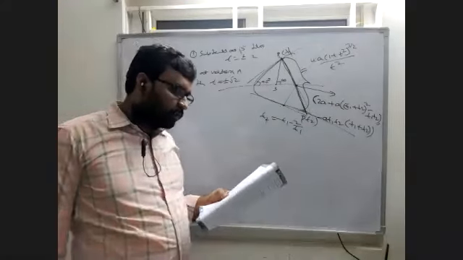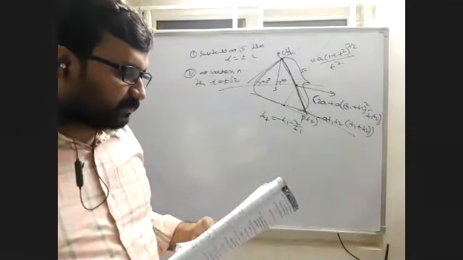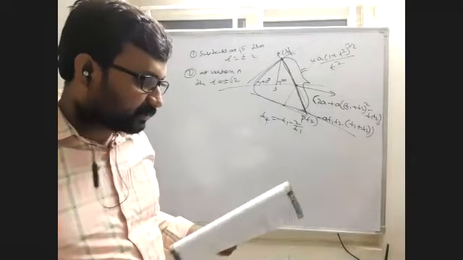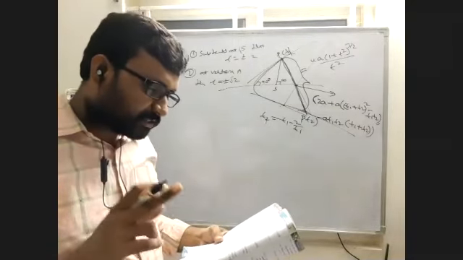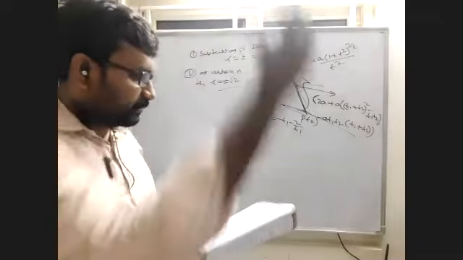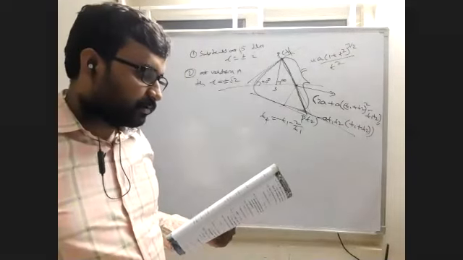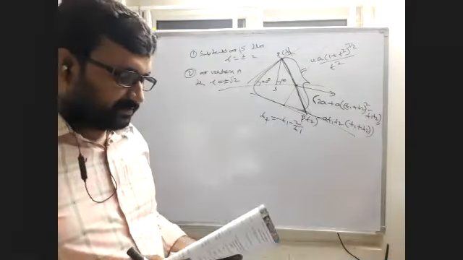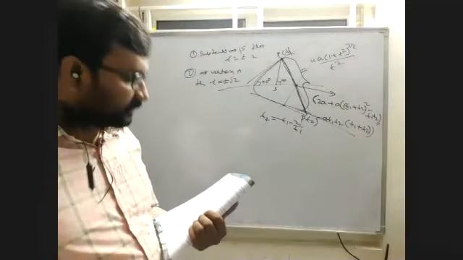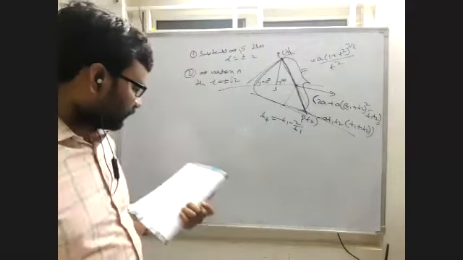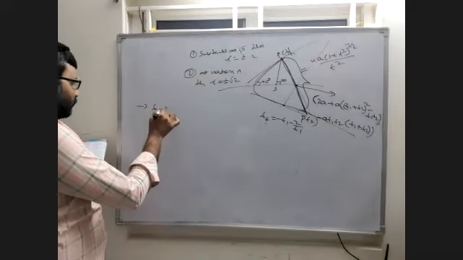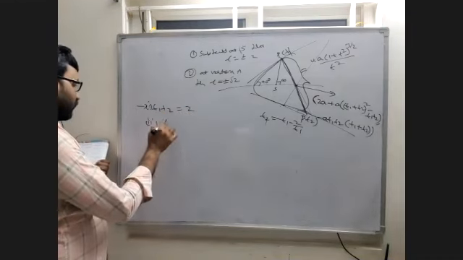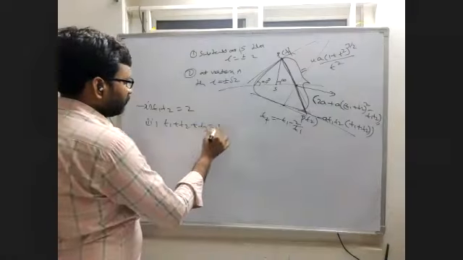Next, if the normals at the points T1, T2 on the parabola y square equal to 4x meet again on the parabola at T3, then the conditions are: first, T1 T2 is equal to 2. Second, T1 plus T2 plus T3 is equal to 0.